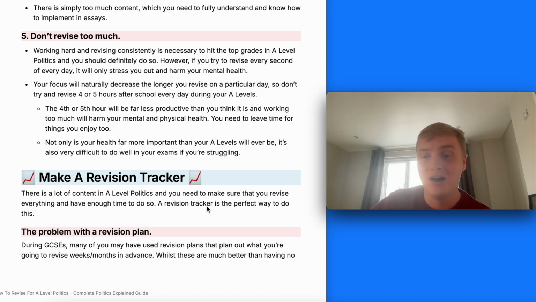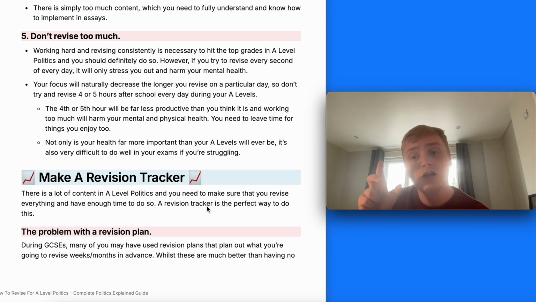So definitely work hard and revise consistently and have a plan to do a certain amount of revision each week. But don't overstress yourself or over revise because firstly, there are so many more things in life that are more important than your A levels. And ultimately, if you really stress yourself out and try and revise every second of every day, it's ultimately going to harm your grades as well. They're the key things to avoid.